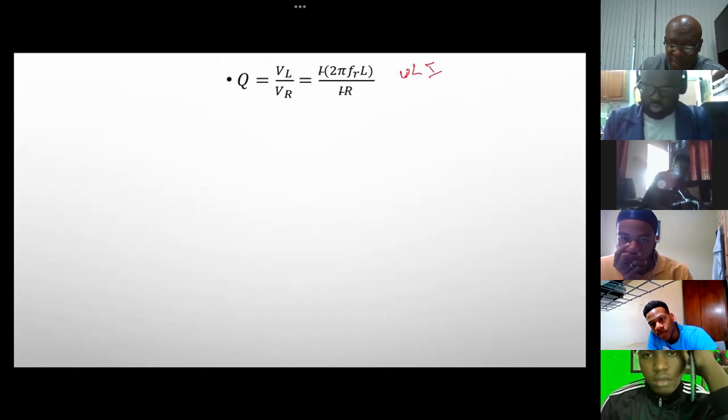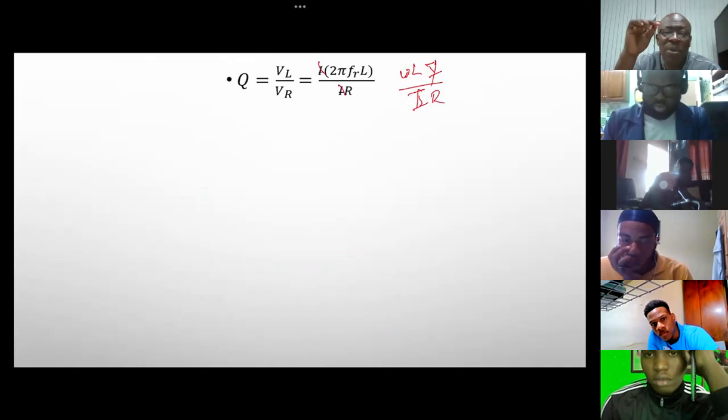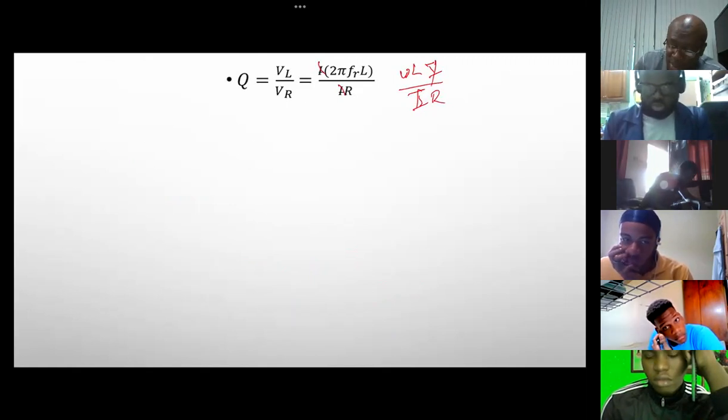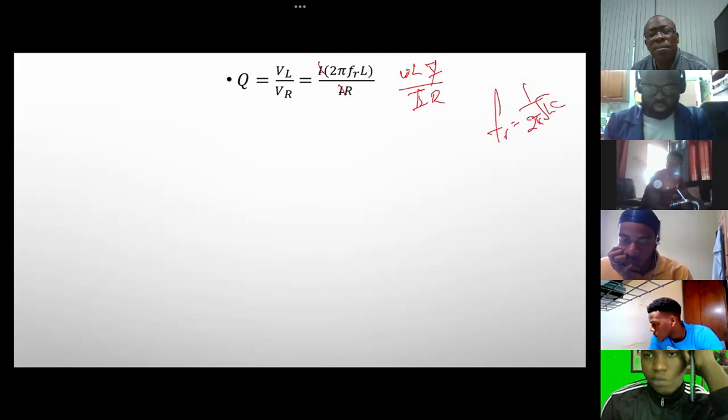And for R, VR will be I times R. So I'm left with omega L over R, because the I's cancel, as we show here. However, remember, all of this is occurring at resonance. So I can substitute for FR, and we have the formula already. We know FR is equal to 1 over 2 pi root LC.